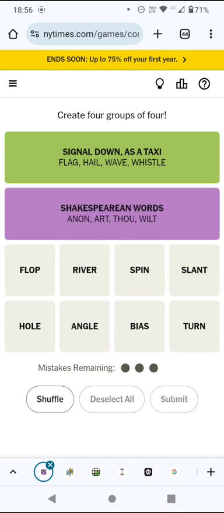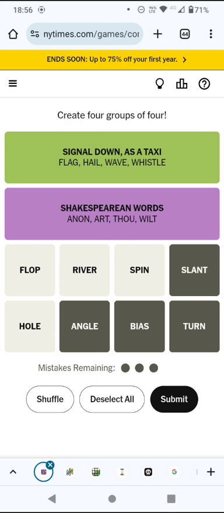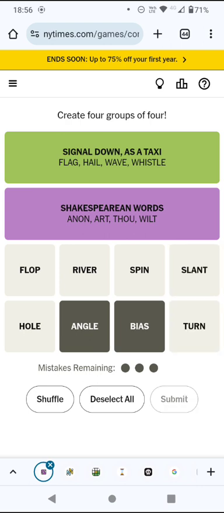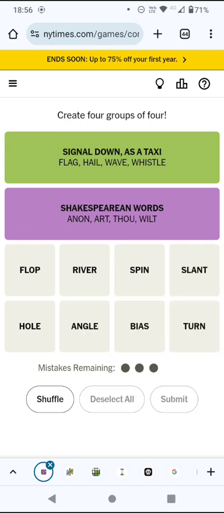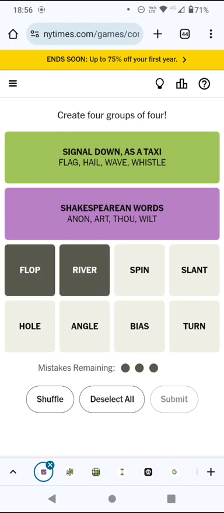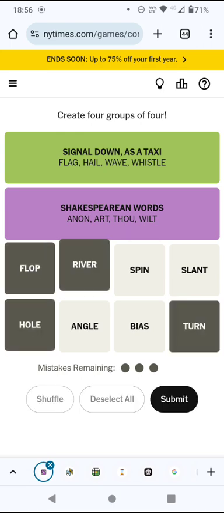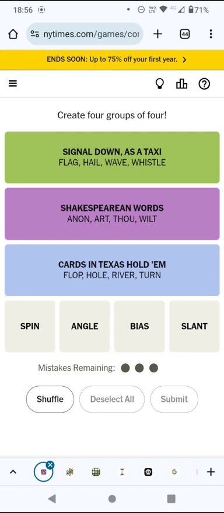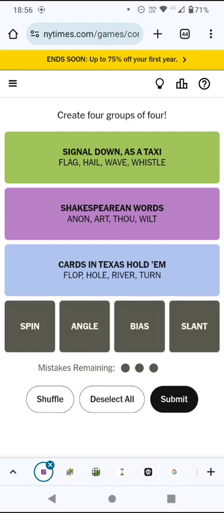Shakespearean words, okay. That is exactly what I said. Right, so, which 4 did I have? Was it these 4? And that was 1 away. Oh, it's going to be poker terms. That's what the other ones are. The flop, the river, hole cards, and the turn. Cards in Texas Hold'em, therefore. These are the remaining ones.